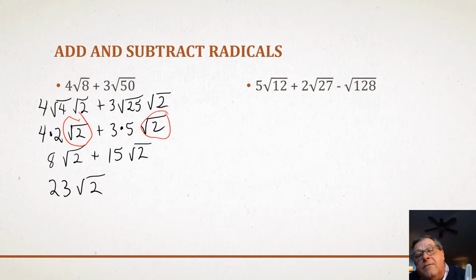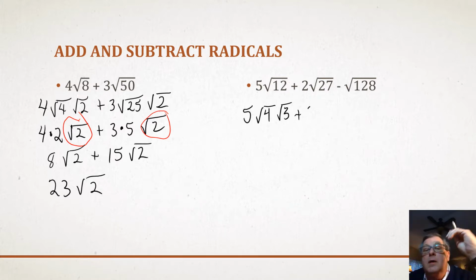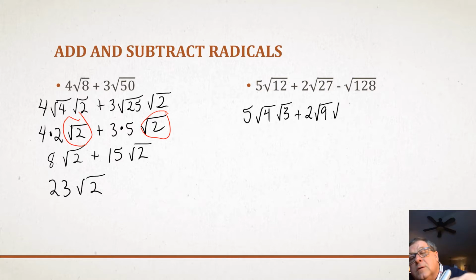So I got 5. Well, let's see, 4 times 3 is 12. So this could go 4 times the square root of 4 times the square root of 3 plus 2. 27, well, 9 times 3 is 27, so I can write this then as these, and I'm putting these kind of step by step. Square root of 9 times the square root of 3, that's the square root of 27, and square root of 9 is going to be a perfect square, minus the square root of 128.